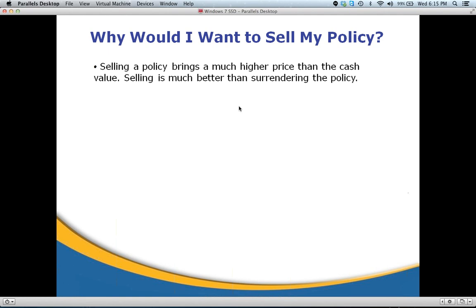So any permanent life policy typically has some level of cash value. It can be very low, it can be high, it just depends on the internal mechanics of the policy and how it's funded. But however much the insurance company will give you for the cash surrender value is always going to be less than what you can sell it to a third-party investor for. So just from an economic perspective, it's like if you're going to sell your car, you'd much rather sell it third-party than sell it to the dealership. And that's what this is like. This is selling your car third-party.